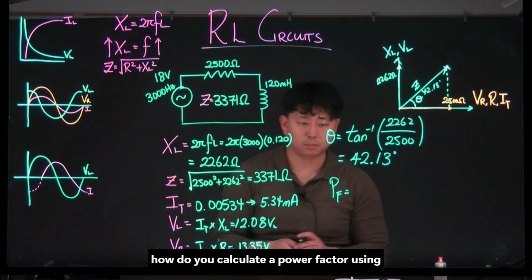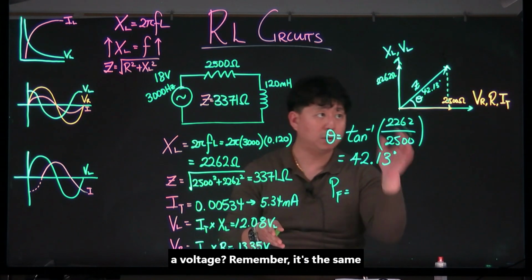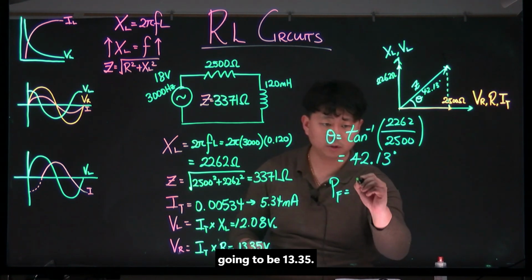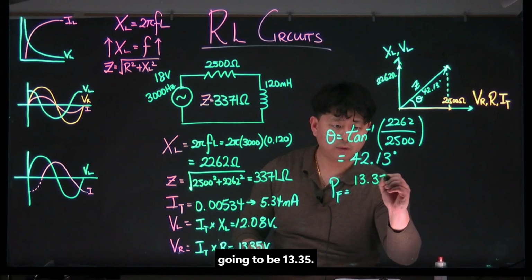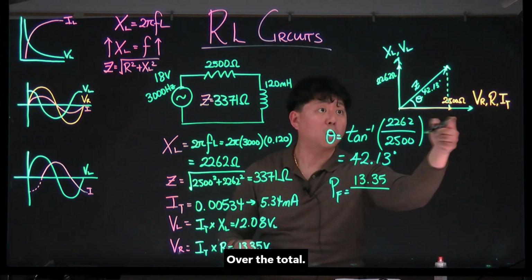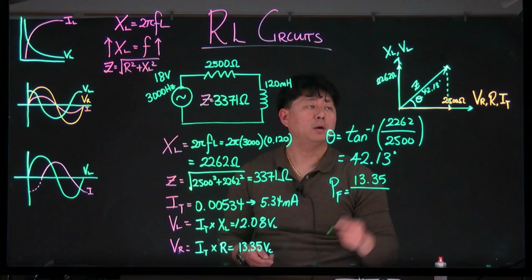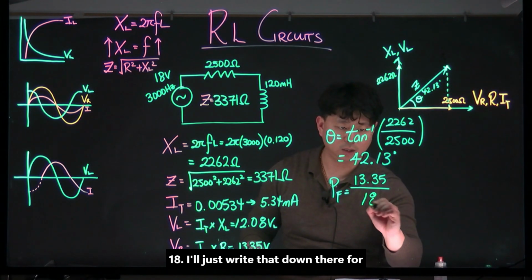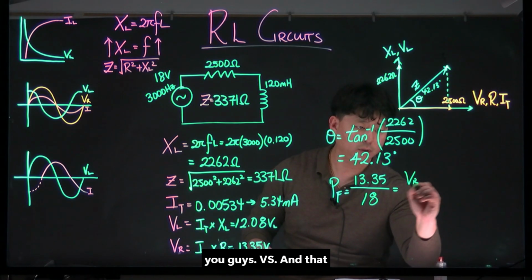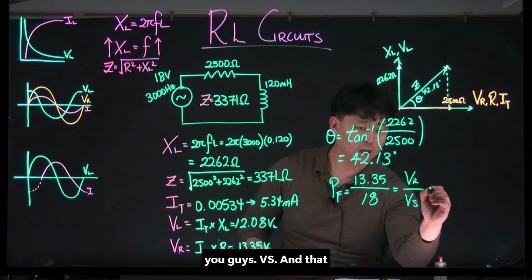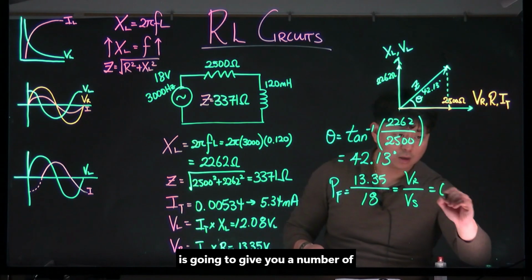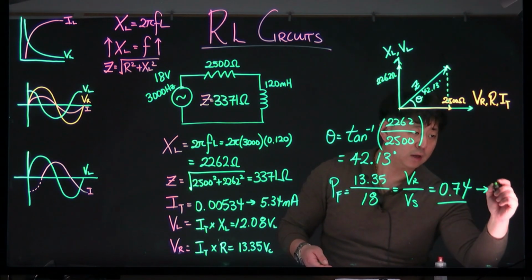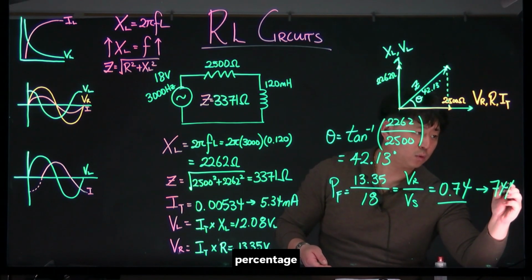So how do you calculate power factor using a voltage? Remember, it's the same triangle. So VR, which is going to be 13.35, over the total. Oh, sorry, this is not total. This is total. What was my total? 18. I'll just write that down there for you guys. VS. And that is going to give you 0.74. Converted into percentage is 74%.